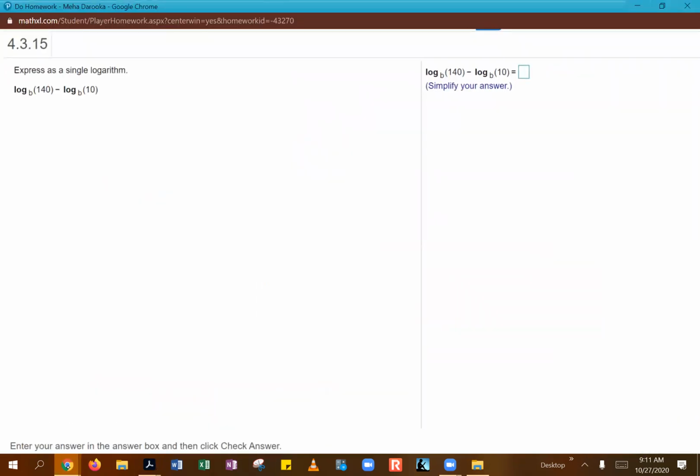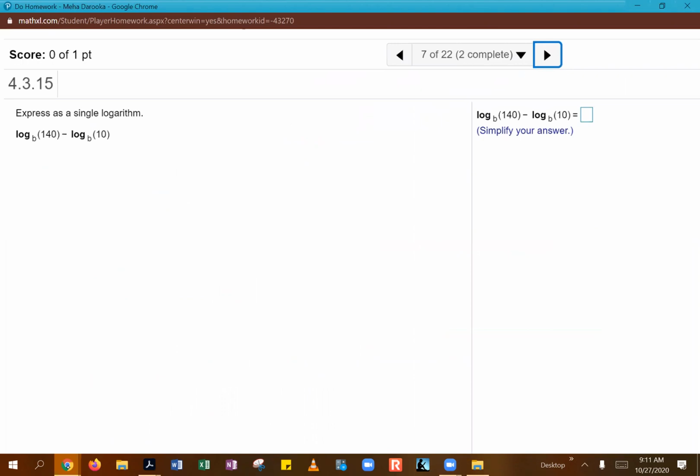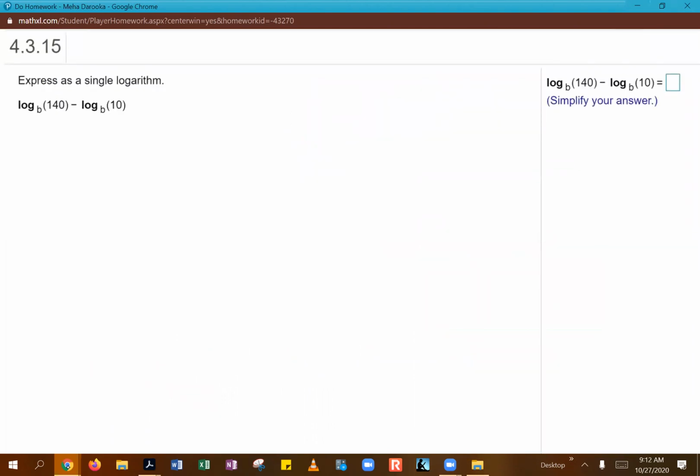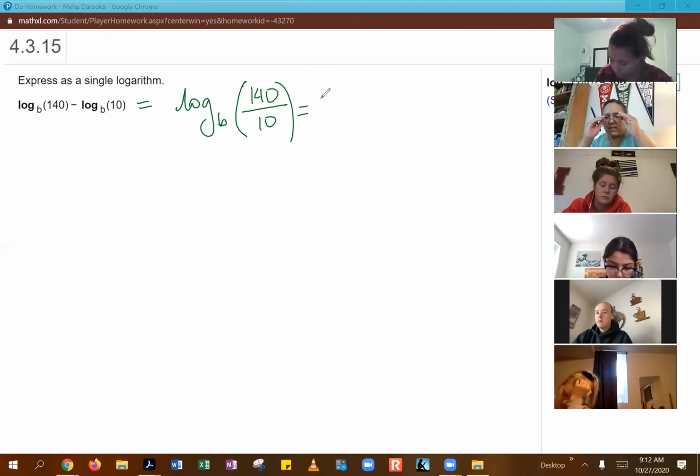So again, you've got a couple different examples for this in your handout, but let's go ahead and look at this guy here. We are given log of 140 with base b minus log of 10 with base b. So when we combine this using our quotient rule, of course, we would keep that log with base b, and then you are using division. So that's going to be 140 on the top divided by 10 on the bottom. So what do you think your final answer will come out to be in this case?